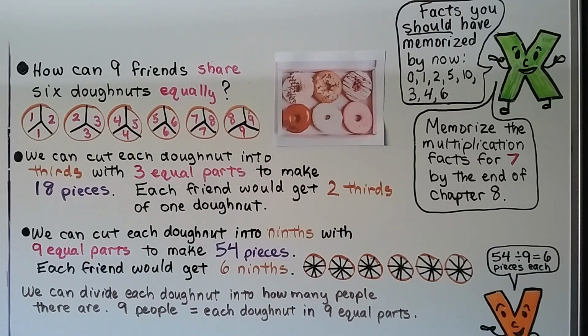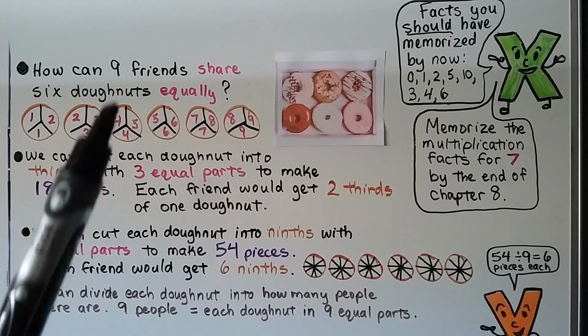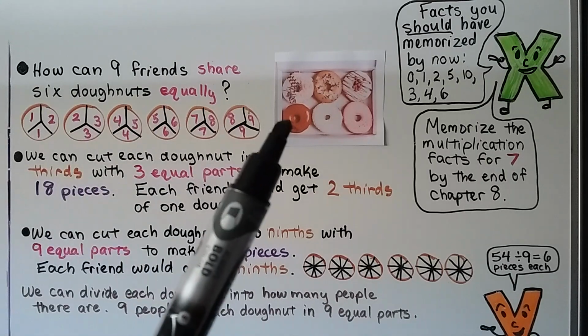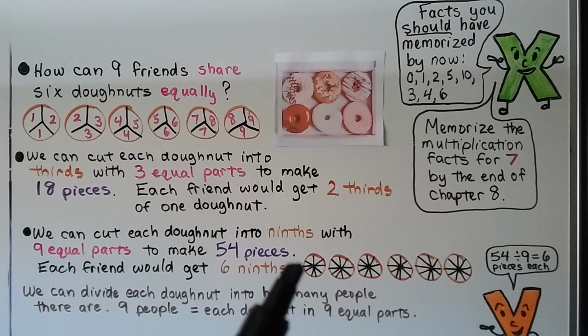So the easiest way to split it up when there's more people than there are items is you split the items into how many people there are.